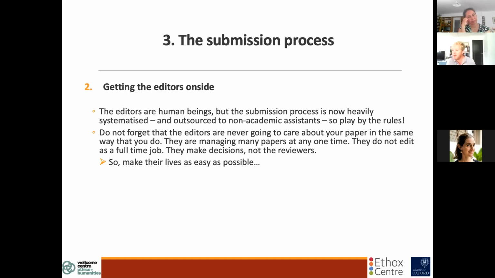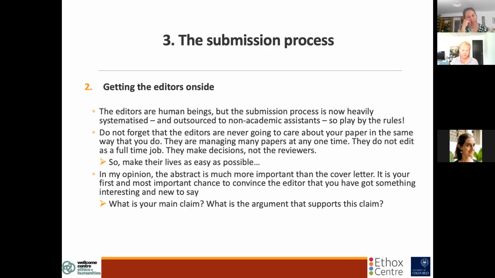So the editors make the final decision. They're the ones you've got to work with and convince and get on side, not the anonymous reviewers. Now, there are pros and cons to that view, but that is the way it is. They have a lot of power in changing the direction of the field. So you've got to make their lives as easy as possible.